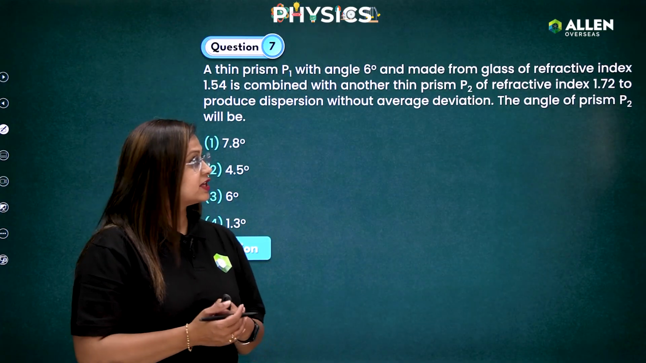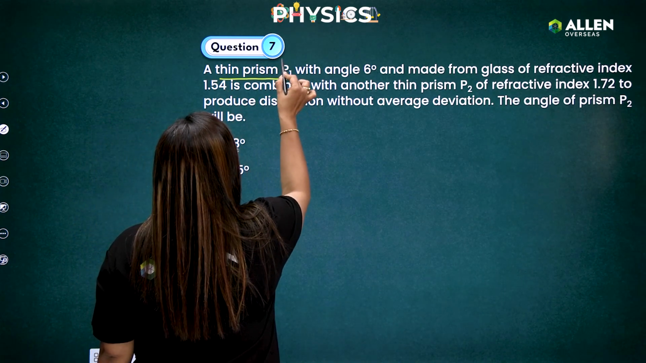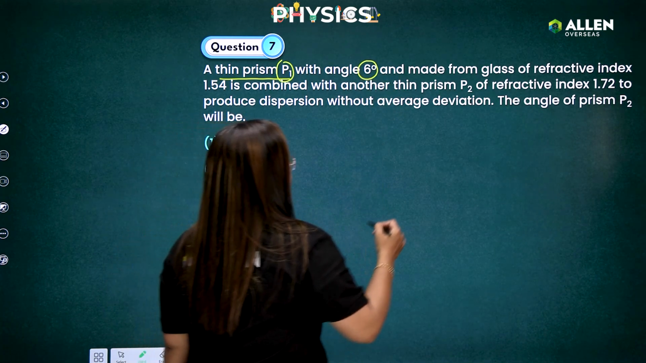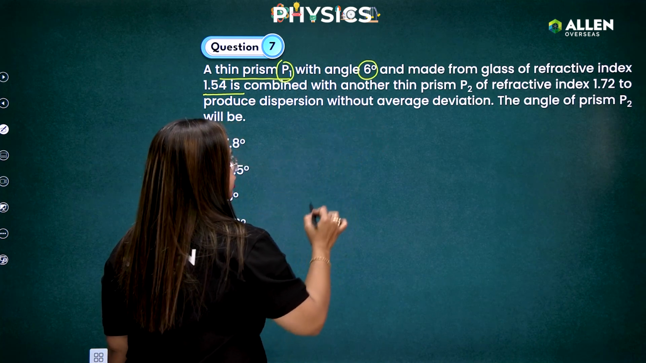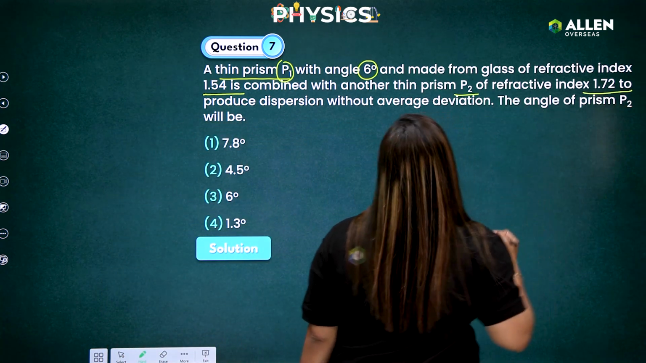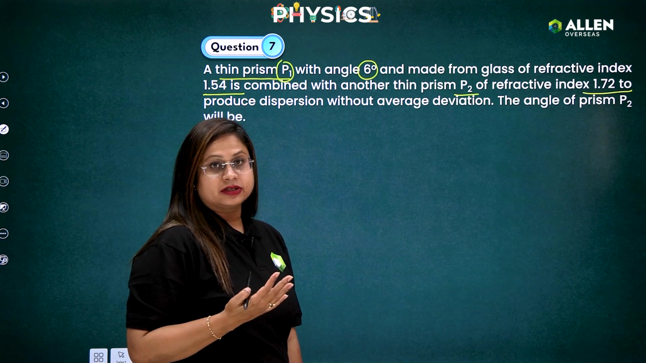In this question, it is given that a thin prism, this word is very important, thin prism P1 with an angle of 6 degree and made from glass of refractive index 1.54 is combined with another thin prism P2 of refractive index 1.72 to produce a dispersion without average deviation.